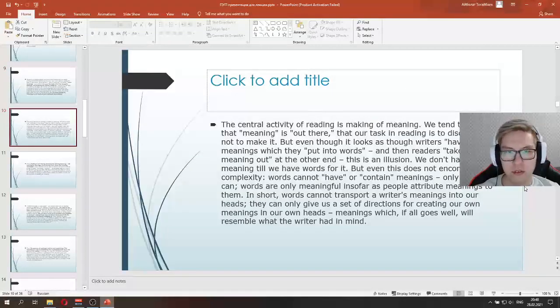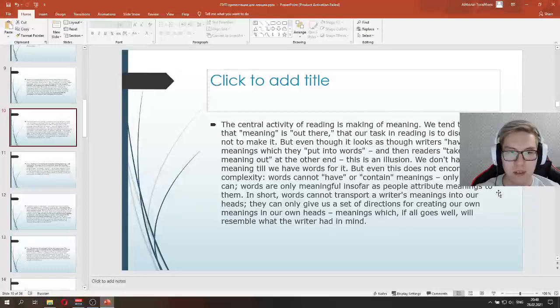The central activity of reading is the making of meaning. We tend to think that meaning is out there, that our task in reading is to discover it, not to make it. But even though it looks as though writers have meanings, which they put into words, and then readers take the meaning out at the other end, this is an illusion. We don't have a meaning till we have words for it. But even this does not encompass the complexity.